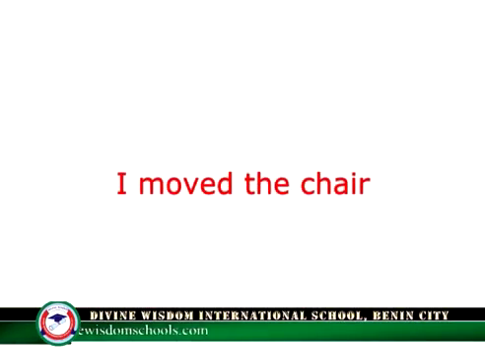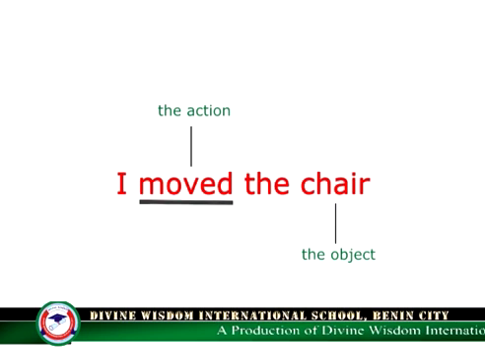Example 2, I moved the chair. Here again, the verb moved is happening on the object, the chair. Moved is an action. It happened directly on the object. So, moved is a transitive verb in this sentence.